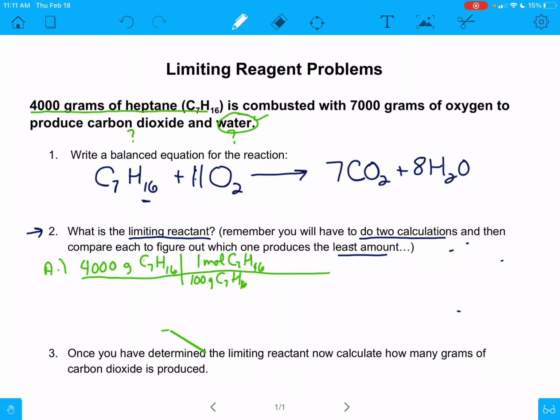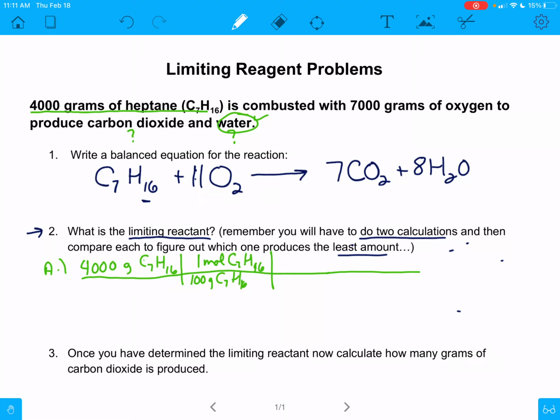How do I know that? Well, that's the molar mass, okay? And we have to have molar mass in order to go from grams into moles. So now we have grams into moles, but I don't want moles of heptane. I want grams of water. So let's keep rolling here.